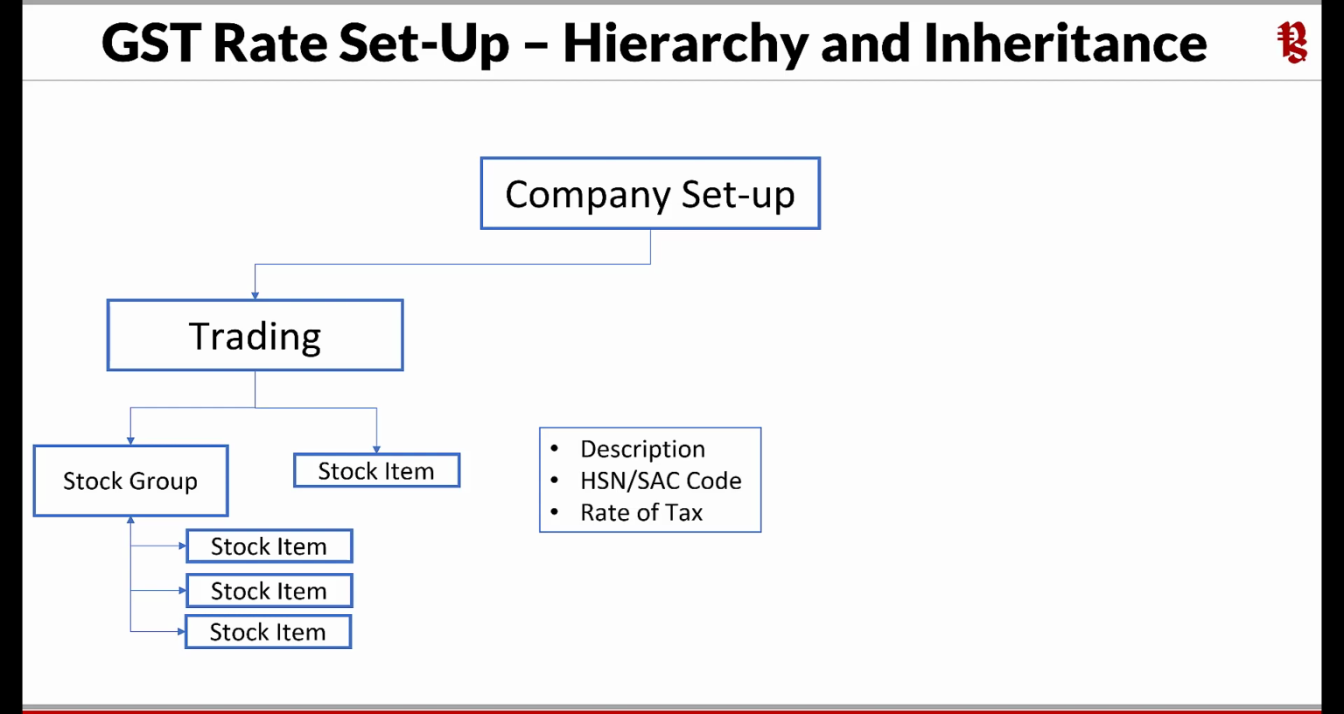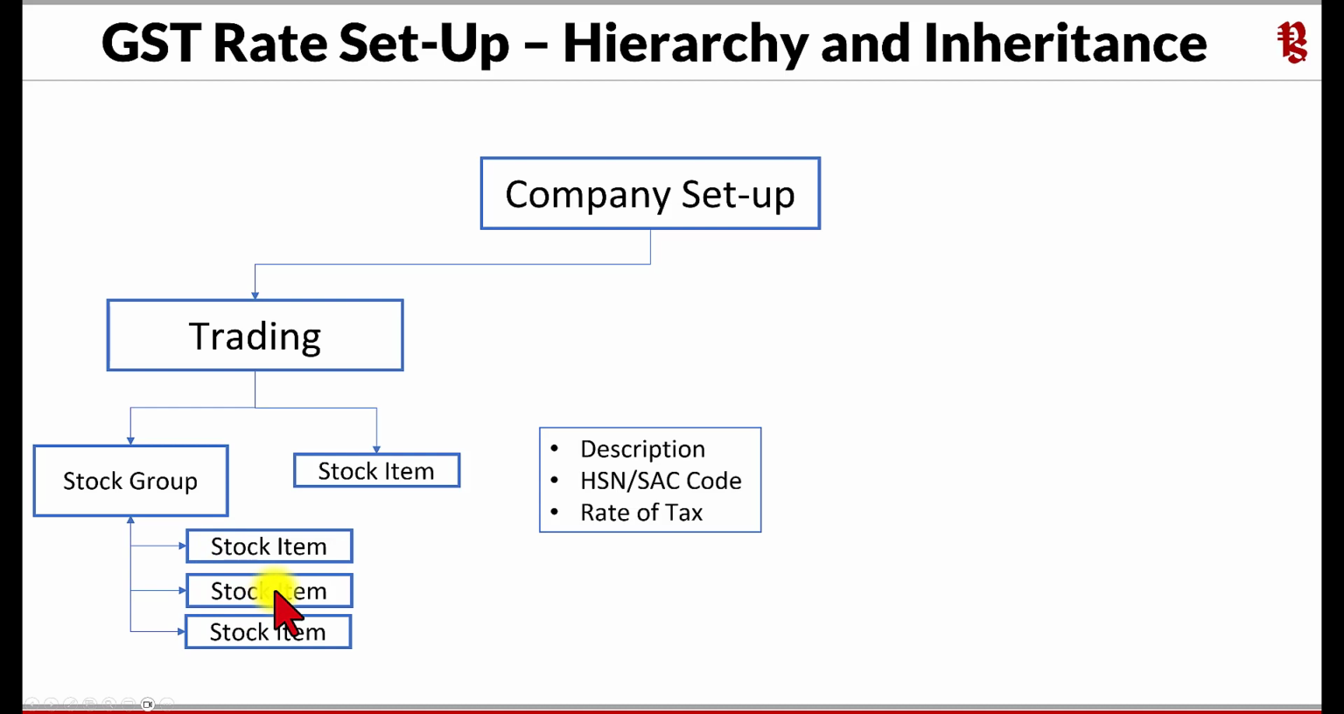You can also set up the GST for a stock item. Let me give an example. So let us say this particular stock group that we have 3 items here, and one of the items under this group where you have specified, for example, we had specified 18% at the company level setup, and now we are specifying at the stock group level the GST rate as 12%. Automatically the 12% will get inherited to all the stock items.